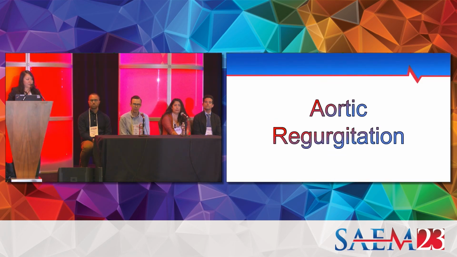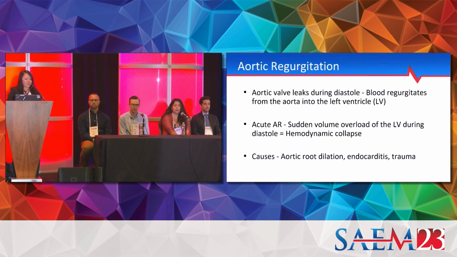The second type of valve we're going to talk about is aortic regurgitation. So in a similar way, when the aortic valve leaks, blood regurgitates from the aorta back into the left ventricle, and acute aortic regurgitation can cause acute hemodynamic collapse by overloading of the left ventricle. And the main causes are usually different types of aortic root dilation or endocarditis.